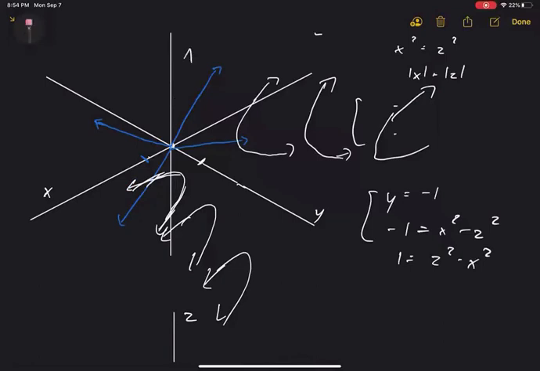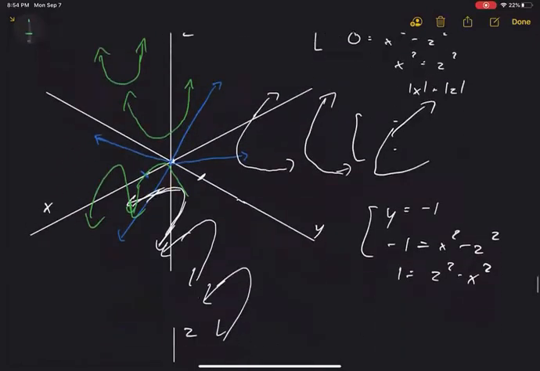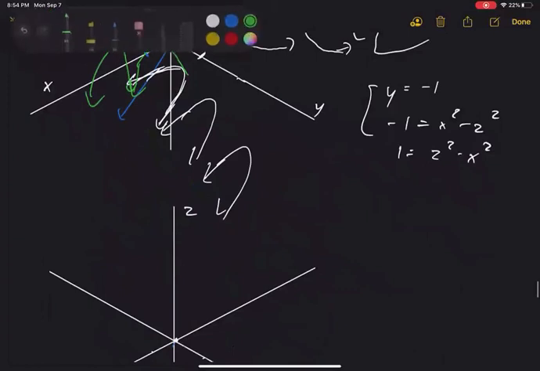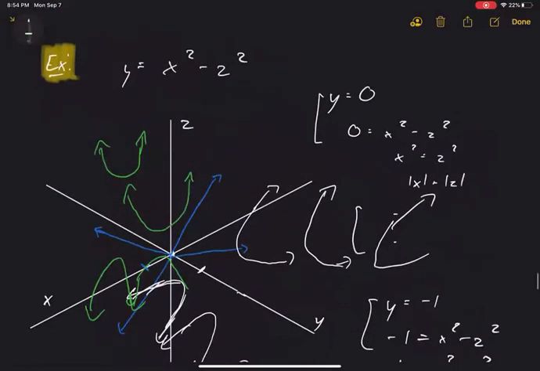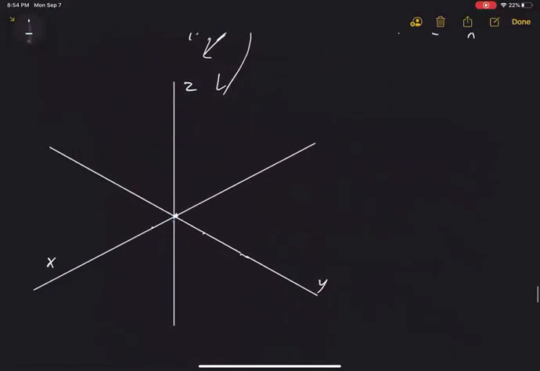So I'll do these in green. Then as I move out this way, they should be getting farther away vertically. So hopefully you can see what's going on with those. Now let's do traces along the x-axis.